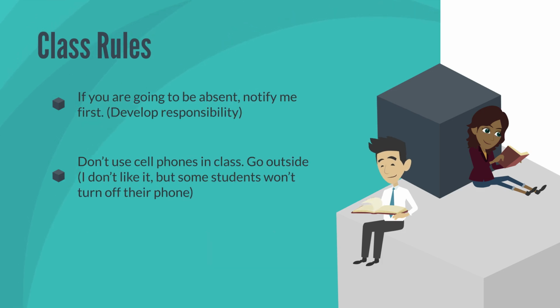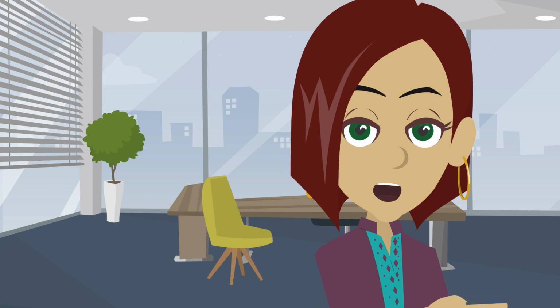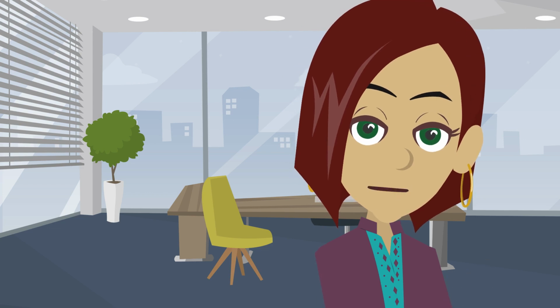If you are going to be absent, notify me first. This develops responsibility. Don't use cell phones in class. Go outside. I don't like it, but some students won't turn off their phone. After explaining the rules, I ask the students if they have any questions.